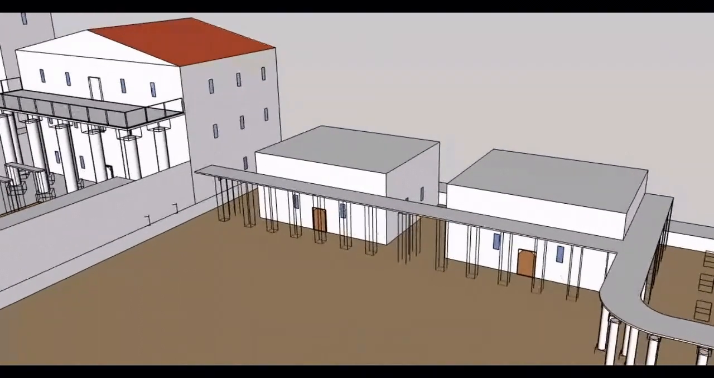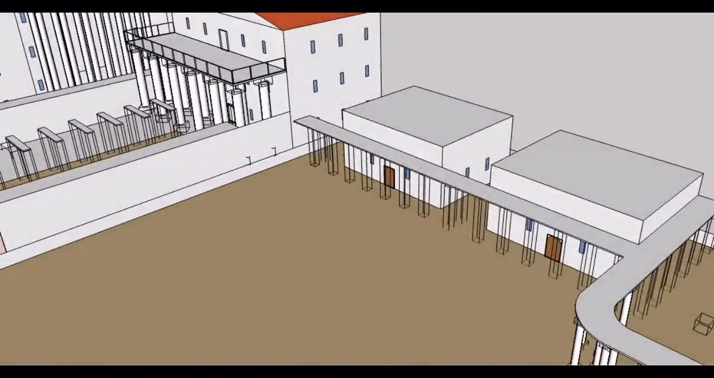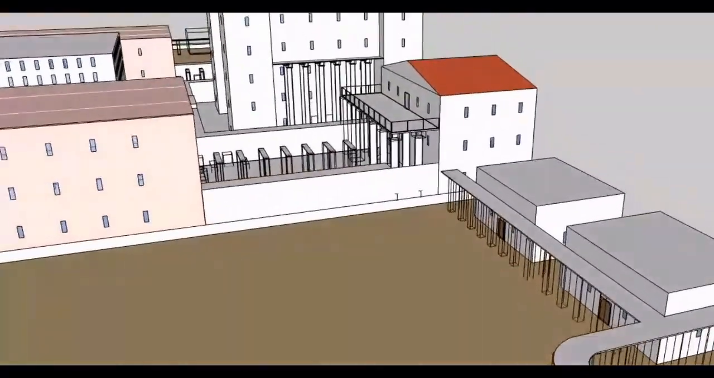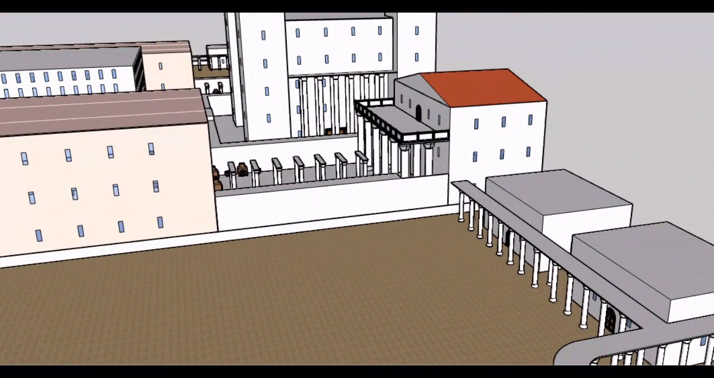So here, as we turn and we pan into the inner court, you see the covered pillars and walkway. That is the Cardo.